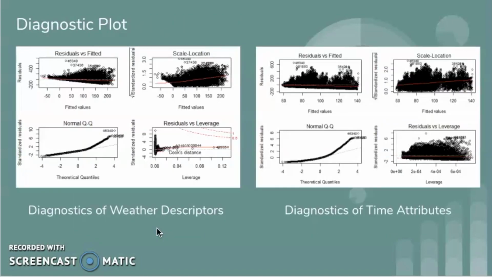And then we ran a diagnostic plot for both weather descriptors and time attributes. From these two plots, we can tell from the residuals versus fitted plot that the data does not have a constant variance, and from the normal QQ plot, we can tell that the data is not normally distributed, which are the problems that we need to solve.